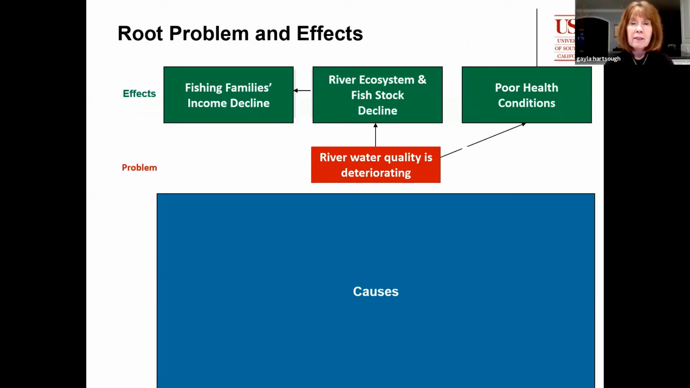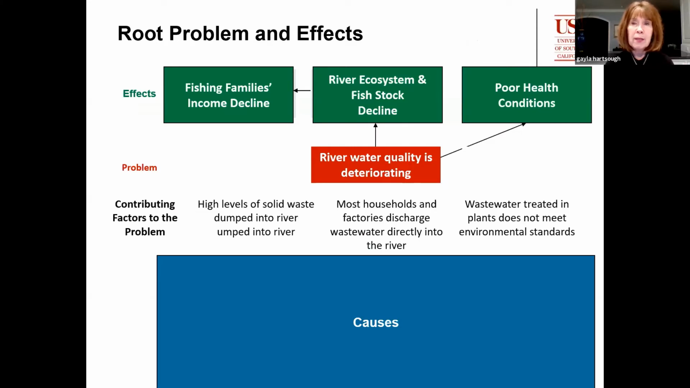We then looked at what were the causes, and there were three major contributing factors. High levels of solid waste being dumped into the river water. Most households and factories discharge wastewater directly into the river. And then the wastewater treatment plants actually did not meet environmental standards.